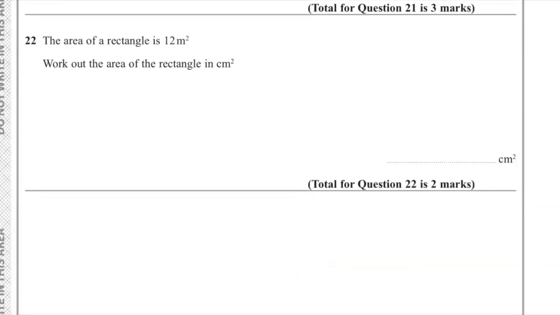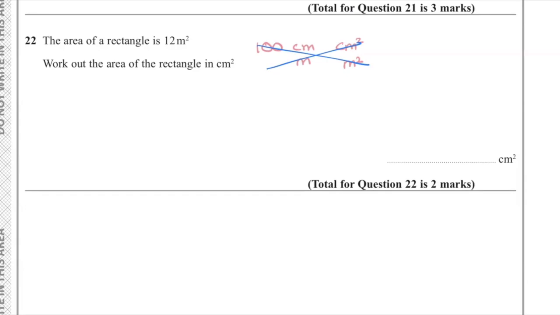So we're being told that the area of a rectangle is 12 meters squared, and we need to work out the area of the rectangle in centimeters squared. The biggest mistake is using 100. We use 100 because there are 100 centimeters in a meter, but we're not talking about centimeters in meters. We're talking about centimeters squared and meters squared, and they are completely different. So that's the first mistake I see. So that is something we must not do.